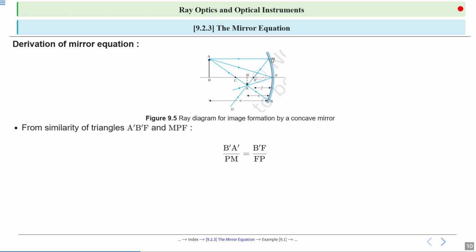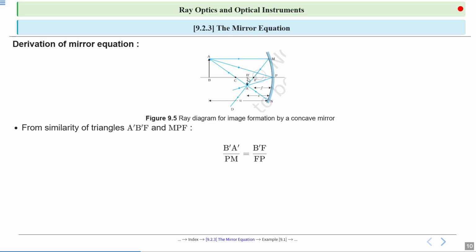In the other triangle MPF, which side is corresponding to A'B'? This is the perpendicular line, and having this angle, MP is corresponding to A'B' in triangle A'B'F. These two sides, A'B' and MP, are corresponding. So we can take their ratio, B'A' upon PM.